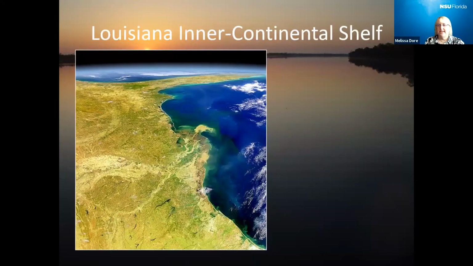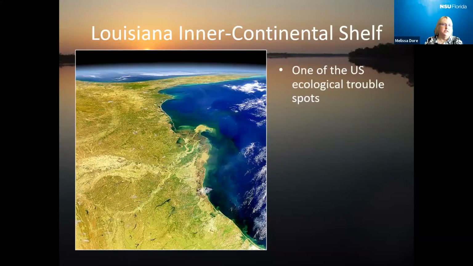So, the Louisiana Intercontinental Shelf. This is where I did some of my very first research. To give you an idea of what you're looking at, this is actually from Louisiana. You can see the Mississippi River coming down through here, and this is Florida over in the top. The whole area here, really from Apalachicola all the way up, is the Mississippi tidal basin, and it is actually one of the largest ecological trouble spots we have in the United States.